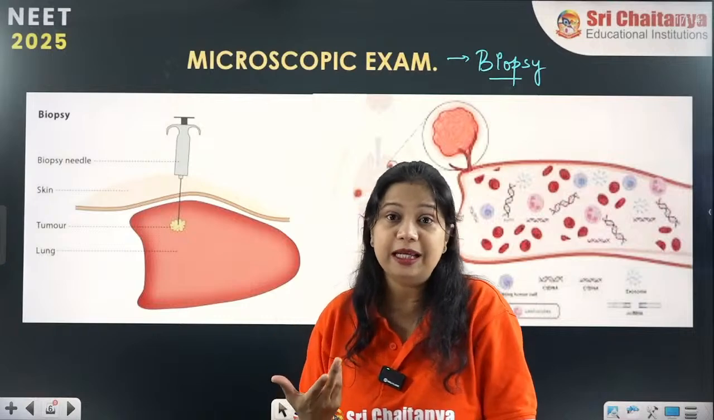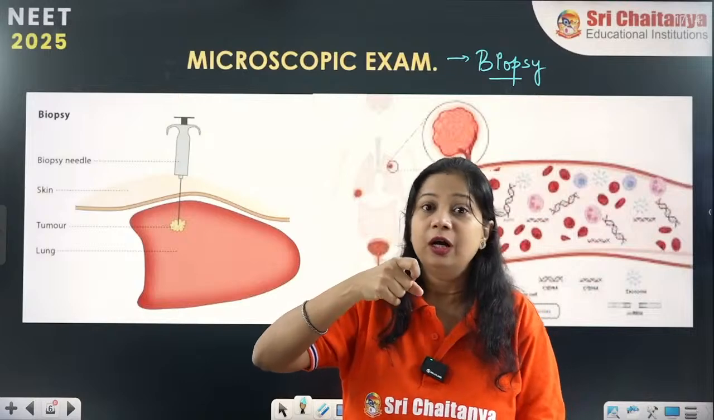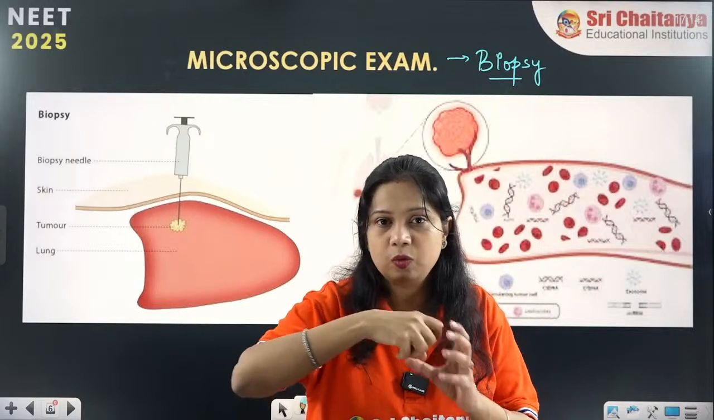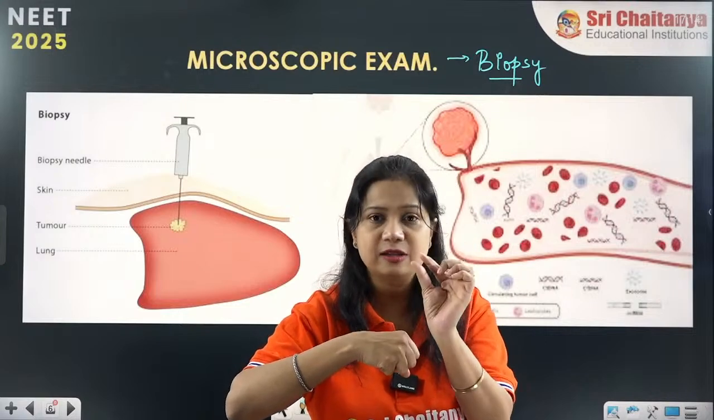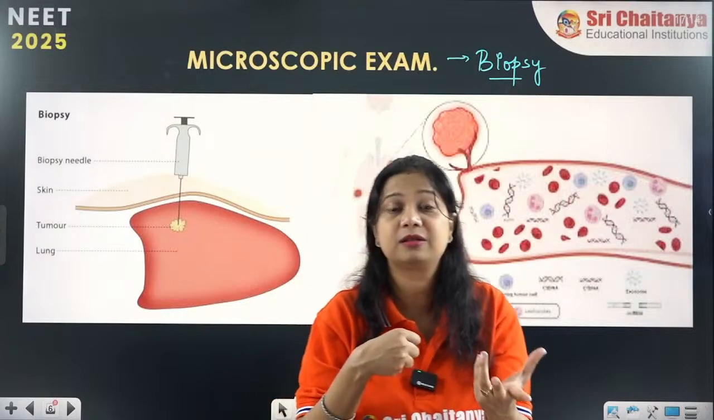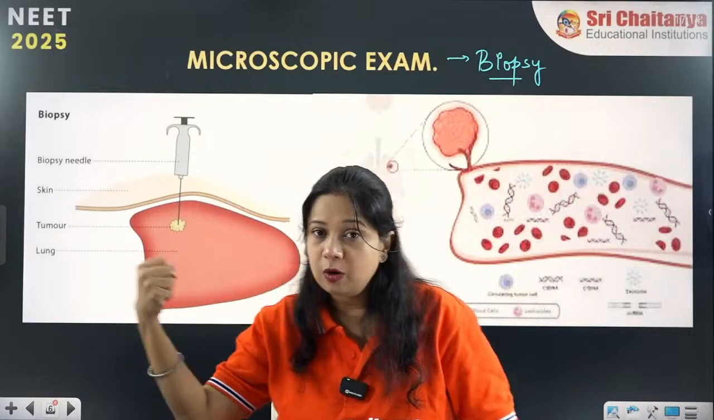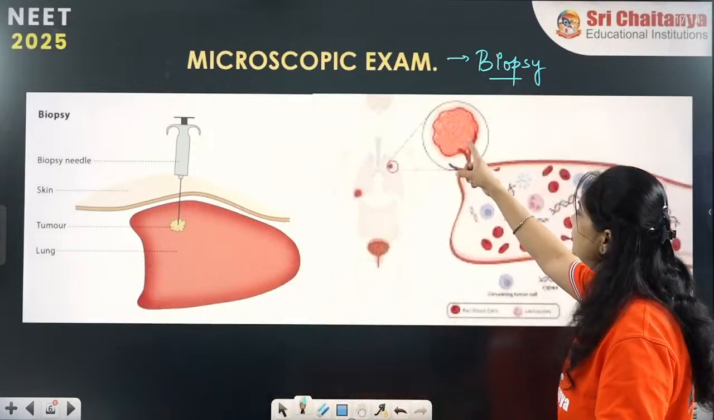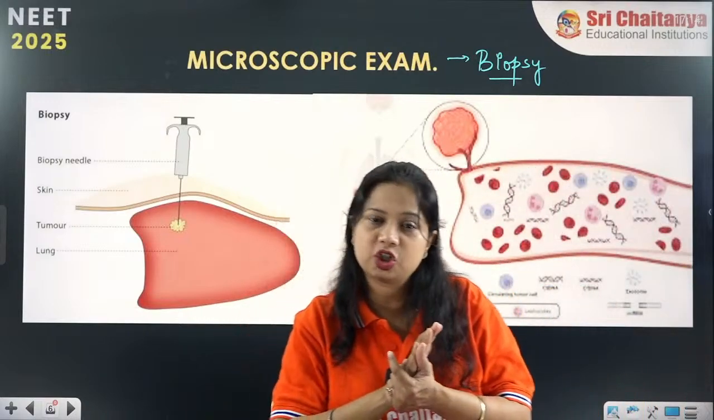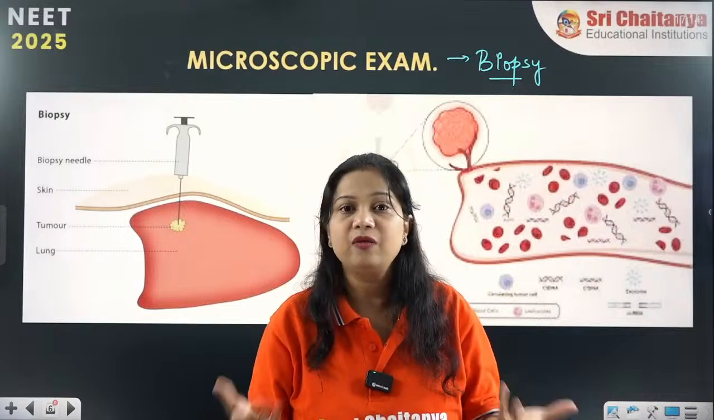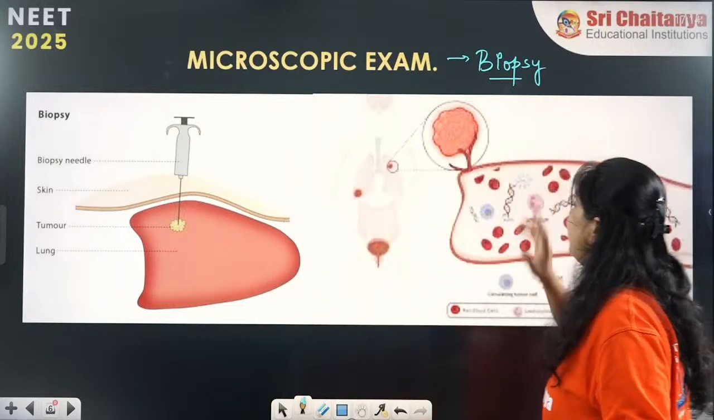If we are suspecting lung cancer, from the lung, through a needle or an aspirate, what we do is take a small piece of that tissue which we suspect to be cancerous, punch it out, and take it out in the form of tissue. We make thin slices of this tissue, we stain it and we observe it under the microscope. That is called biopsy.